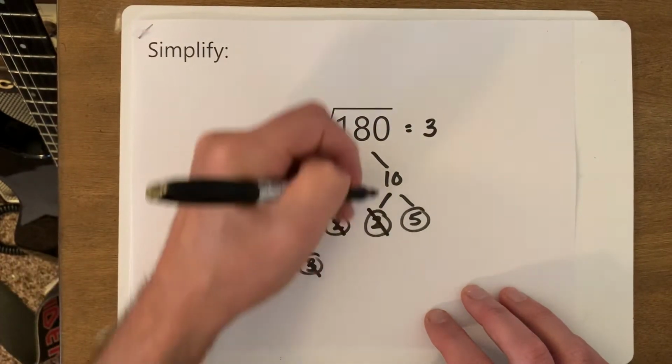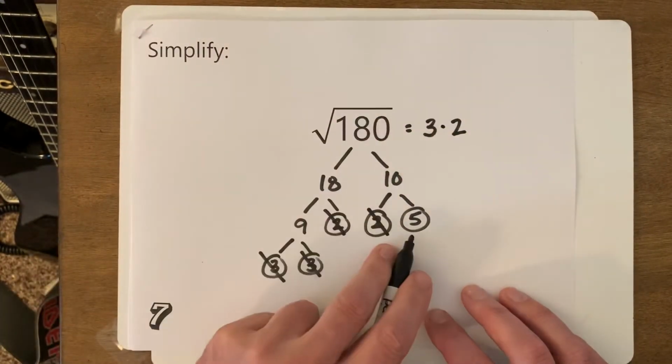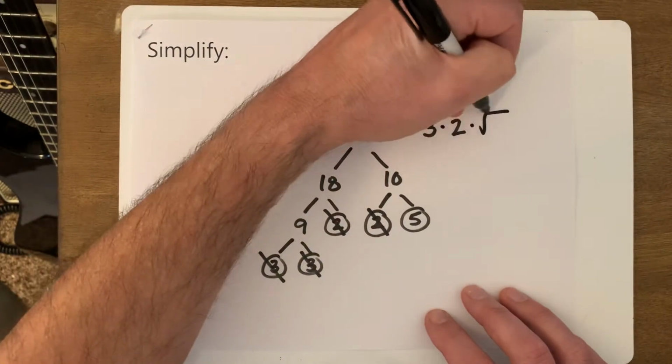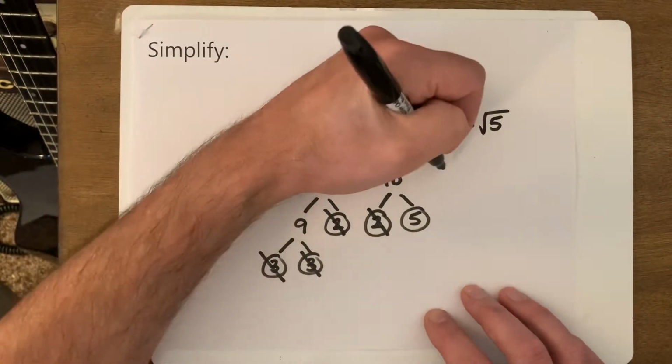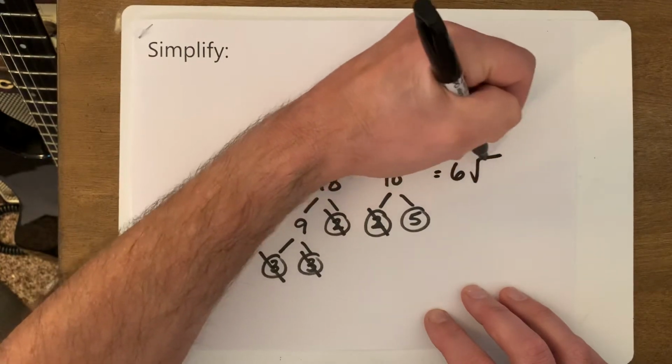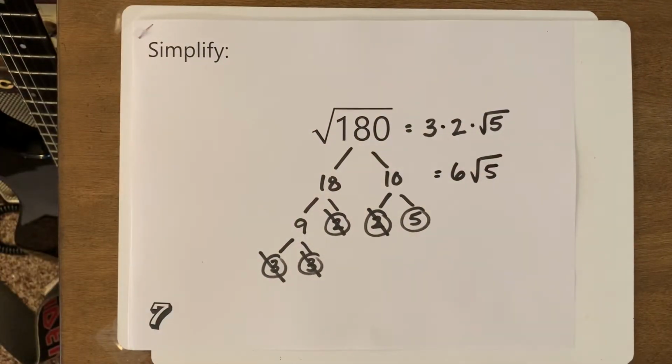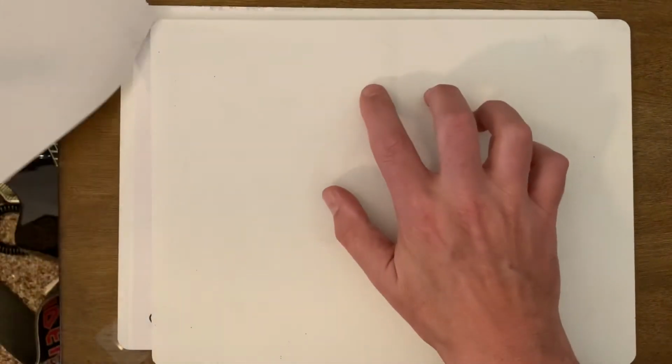Got a pair of 2s. And that 5 right there is just going to have to sit there, back under the square root. And so this one is 6 root 5 for that one. All right, let's check our next one.